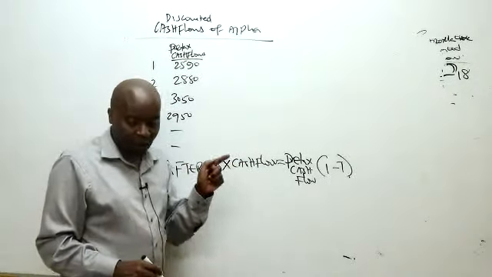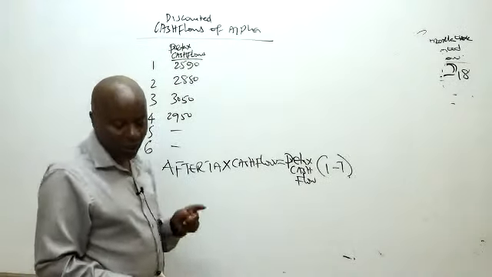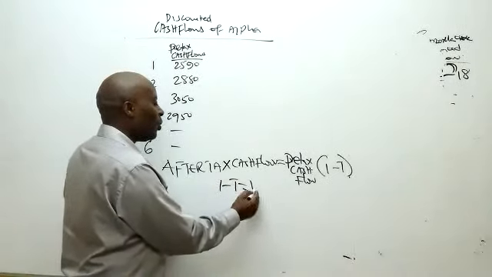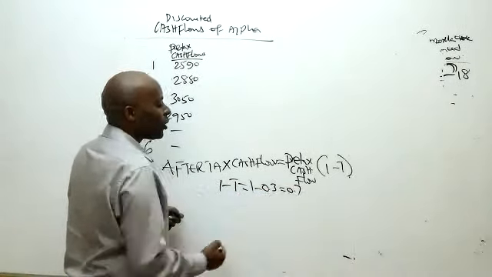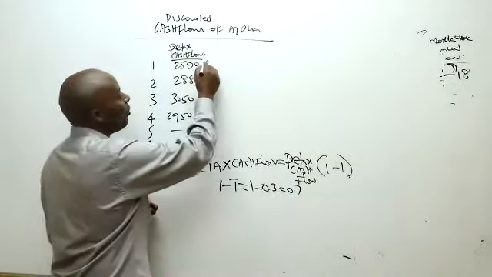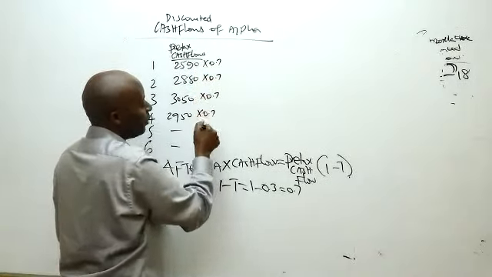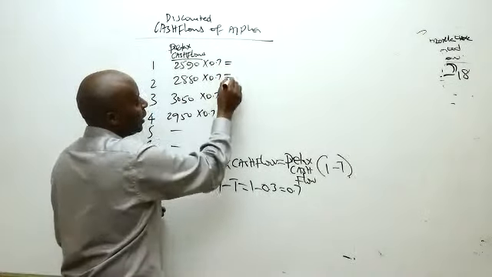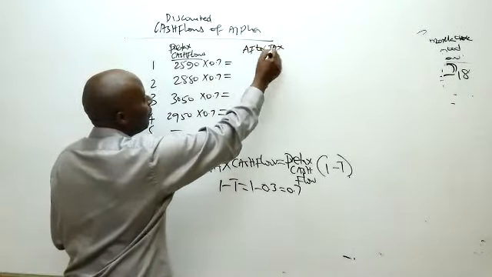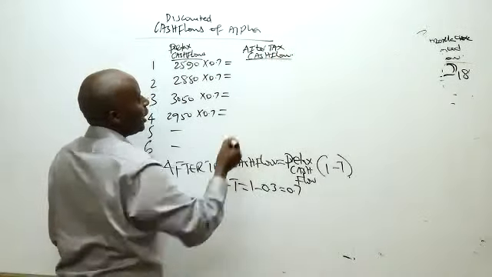And the taxation rate has been given as 30%. Look at note number 6: the corporate tax is 30%. So my 1 minus t will be 1 minus 0.3, which gives me 0.7. So what you need to do is multiply these figures consistently with 0.7, for you to be able to get the after-tax cash flow.